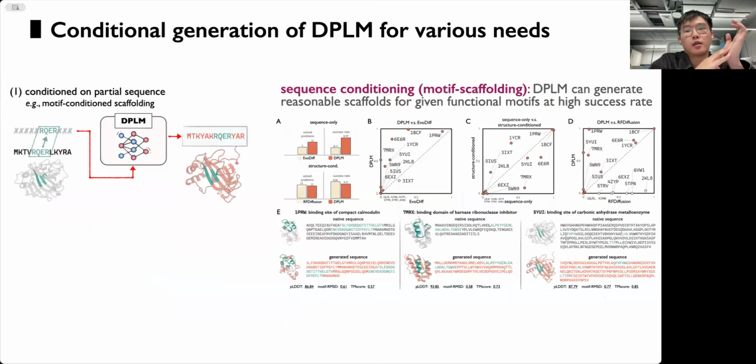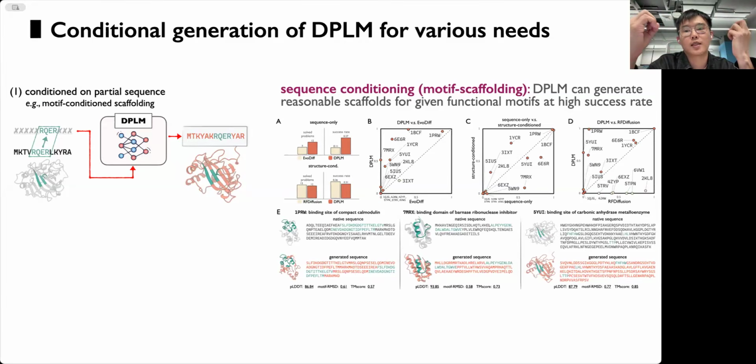Actually, unconditional generation is not the ultimate goal for a generative model, because for many downstream applications, you need to condition your constraints or prior into the generative process to satisfy your desired goals. We test and develop several conditioning strategies for our diffusion protein language model. The first one is sequence conditioning. This is very easy, and you don't need to retrain our model.